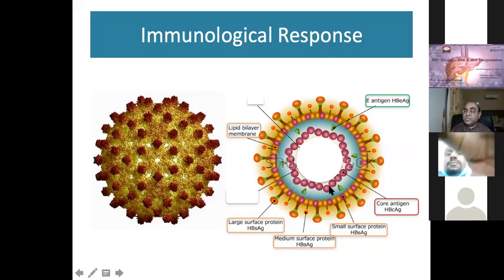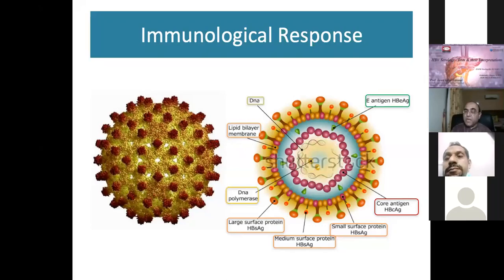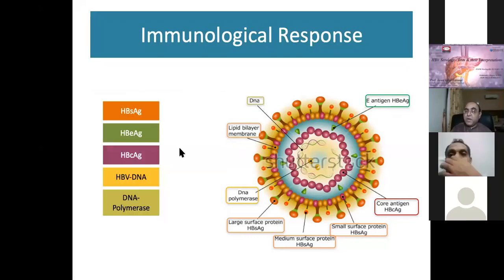The core antigens are not detected in the lab, while the E antigen is detected in the lab. So this is another set of antigens which the virus brings into the body. And when we go further inside, the DNA and DNA polymerase, this is another component which the virus brings into the body. So these are the antigens: HBs antigen, HBe antigen, core antigen, and then the DNA and DNA polymerase.